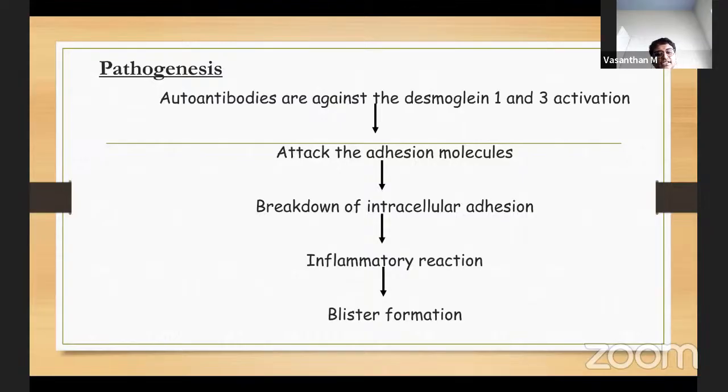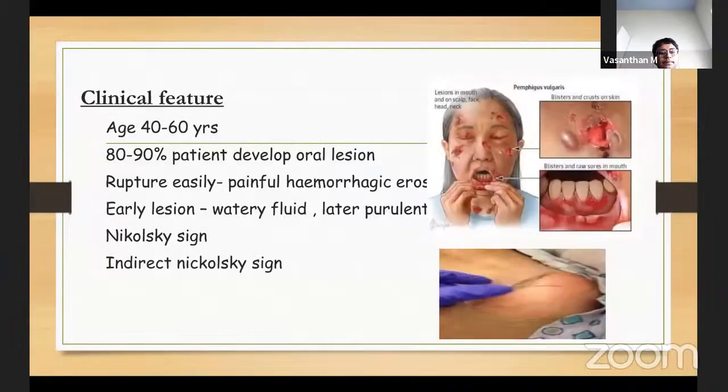When it is directed against both desmoglein 1 and 3, it will appear as both cutaneous and mucous lesions. Mostly older age groups are affected, and oral lesions are the first indication of this autoimmune disorder. These lesions rupture easily and form painful, hemorrhagic erosions. Early lesions are filled with watery fluid, and Nikolsky sign is an important clinical feature which we have to check.